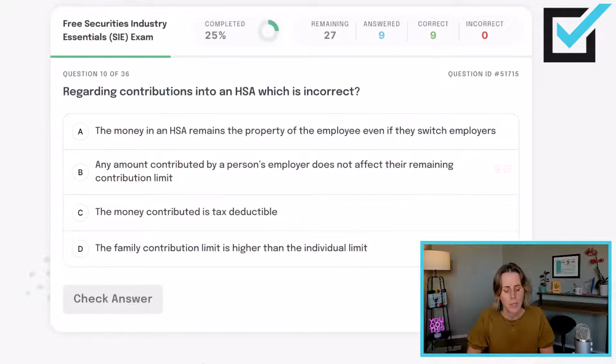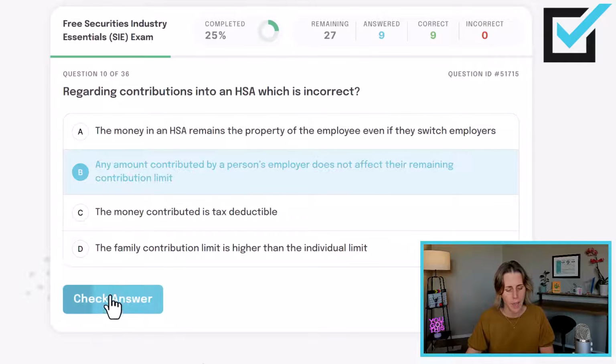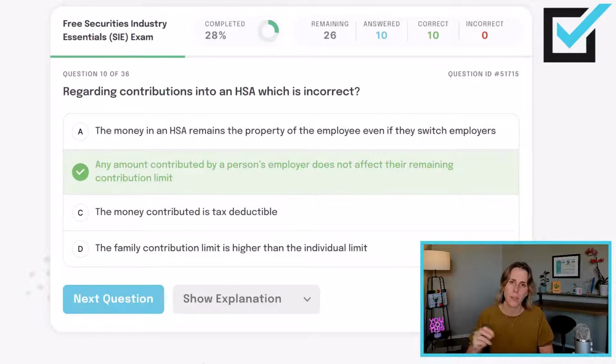The money contributed into an HSA is tax deductible. That is true. The family contribution limit is higher than the individual limit. That is also true. So the one that is incorrect: whatever your employer puts in does reduce the amount that you can contribute. That would be the true statement. The choice with the green check mark is false.